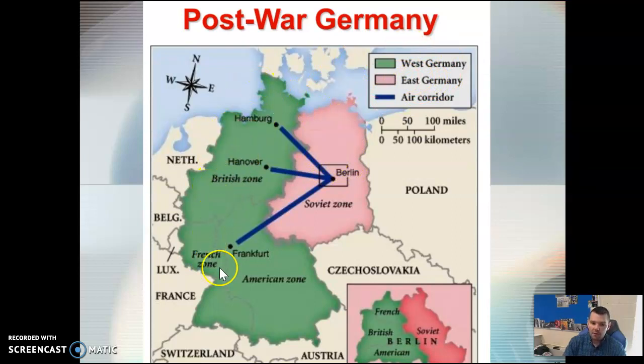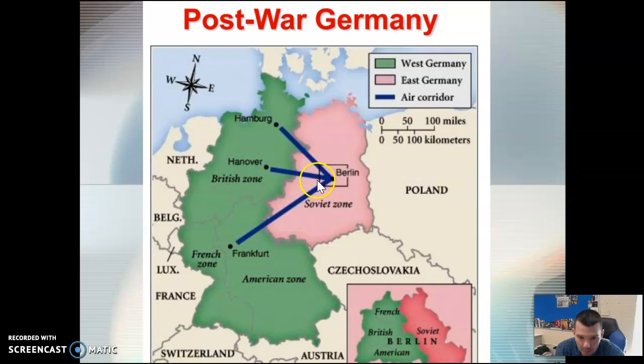Now, although Britain, France, and America have different zones, they all operated basically the same. They all were democratic in theory, democratic in principles. So they operated basically the same way. So again, democracy in the west, communism in the east.